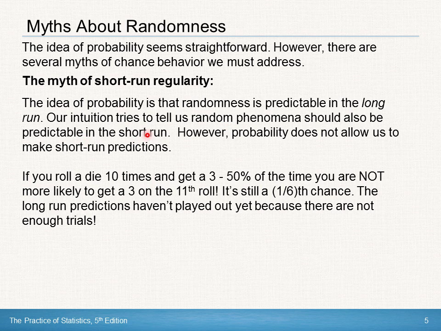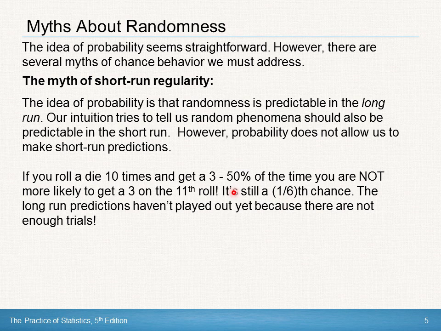Okay, the law of large numbers does not apply to the law of short numbers. There's no law of short numbers. It's just the law of long numbers, which is the same as the long run. So the probability does not allow us to make short-run predictions. Let's just say we're rolling a dice 10 times, you're playing Monopoly, and get a 3 50% of the time. Even though you've gotten a 3 50% of the time, you are not more likely to get a 3 on the 11th roll.